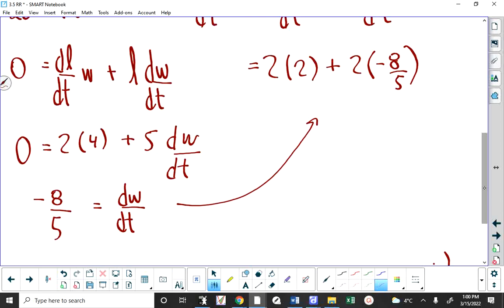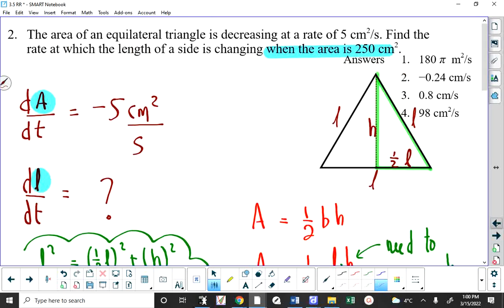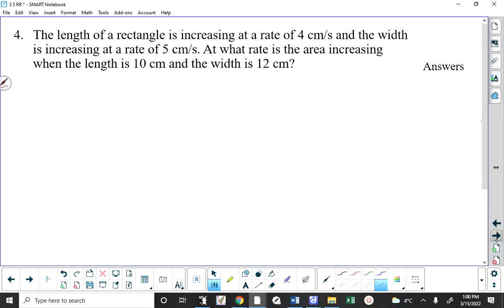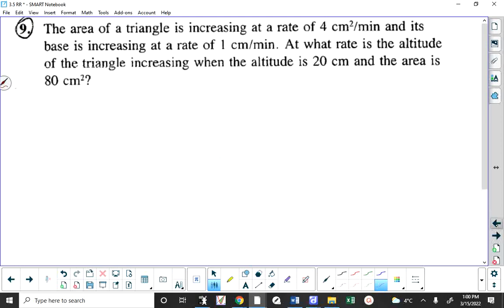Number 9. Okay, so let's take a look at number 9. This is from the textbook. So this is another triangle problem. This is not an equilateral triangle, so this is different than the one this morning. And this is a really good question to kind of summarize related rates. We're given the fact that dA/dt for this triangle is equal to 4. And I'm going to put here, Nicole, positive 4 because it says the area is increasing.